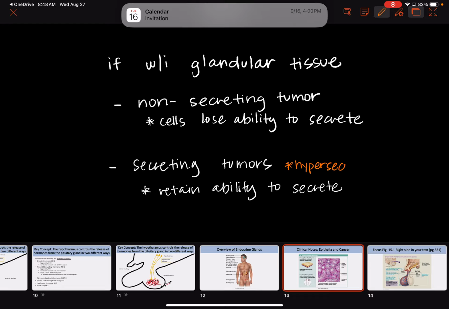And with a non-secreting tumor, yes, you have more cells, but these cells don't secrete anything. And so do you think we're going to have a hyper or hyposecretion problem with a non-secreting tumor? Hyposecretion issue. Right, out of room. That's an N at the end. Or hyposecretion.